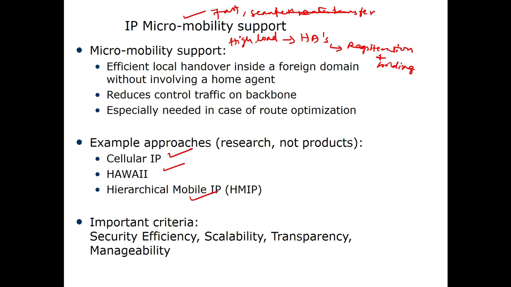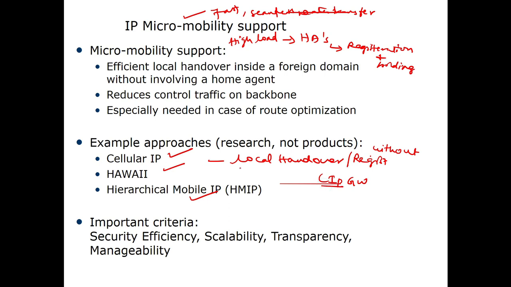First, cellular IP. Cellular IP provides local handovers without registering. Without registering, it provides the local handover by installing a gateway, which is called the cellular IP gateway, CIPGW.